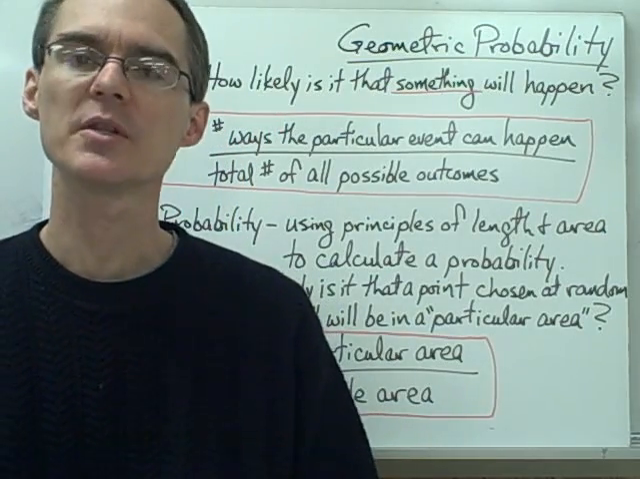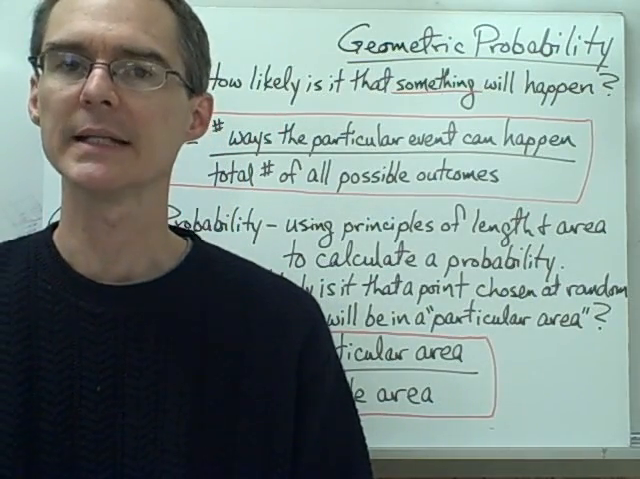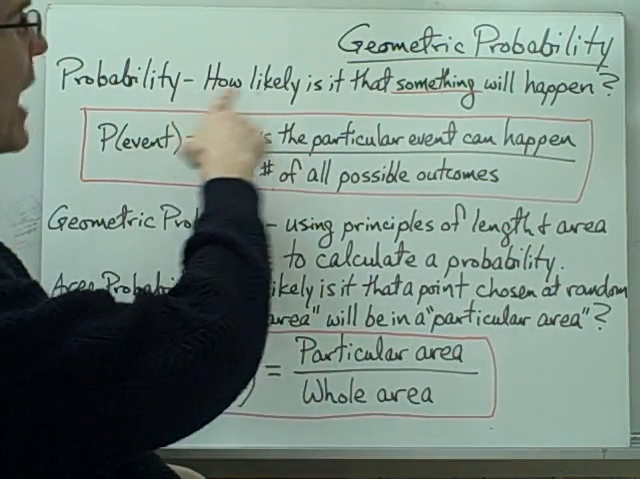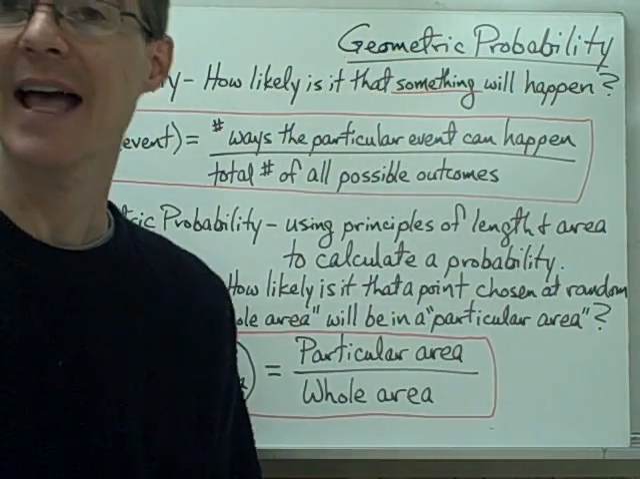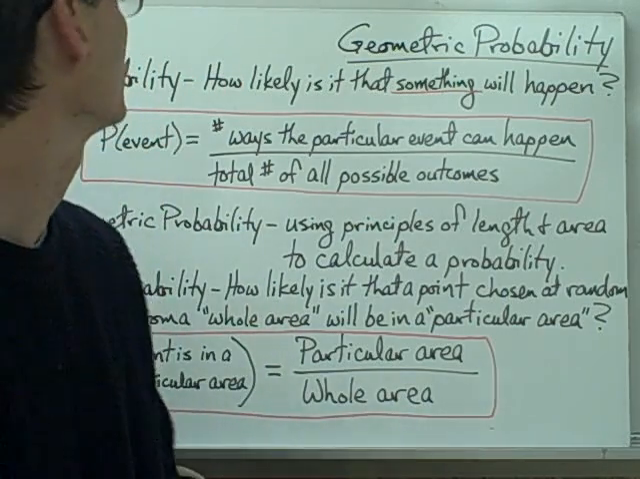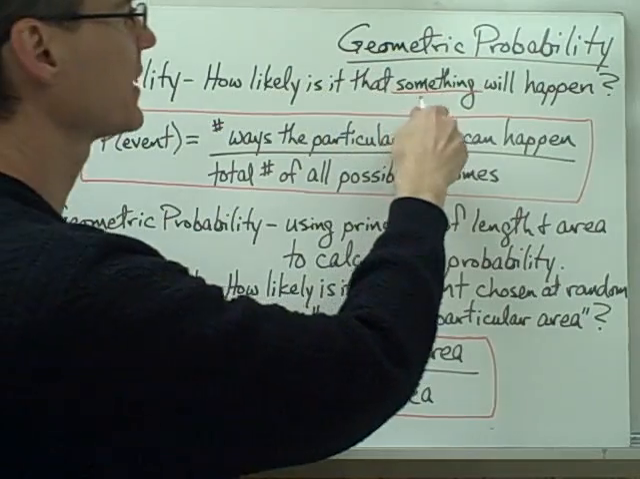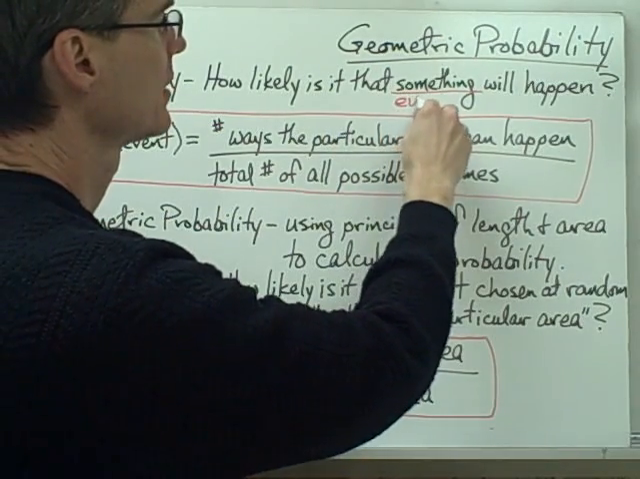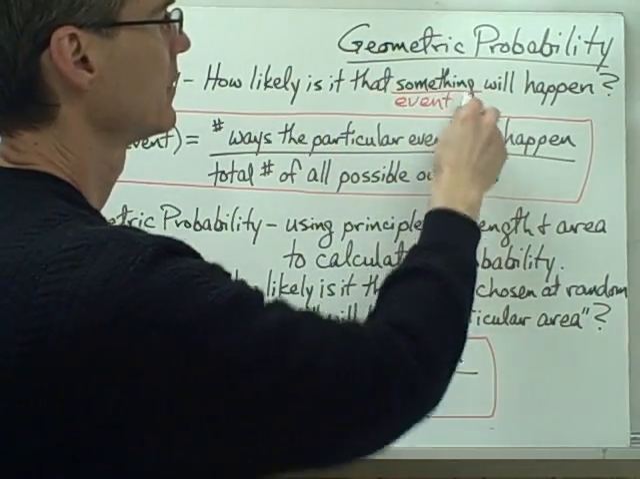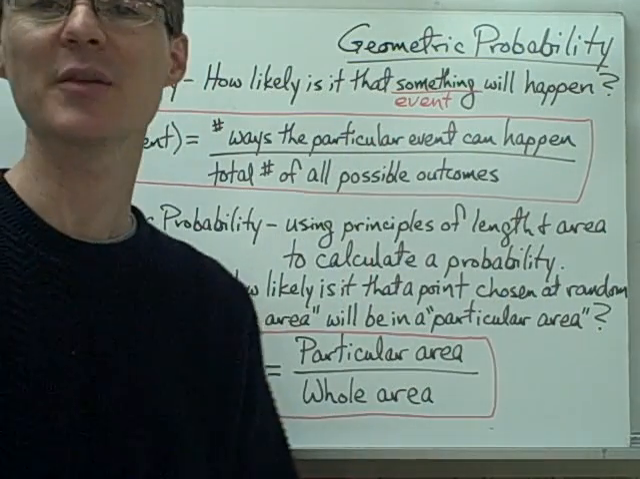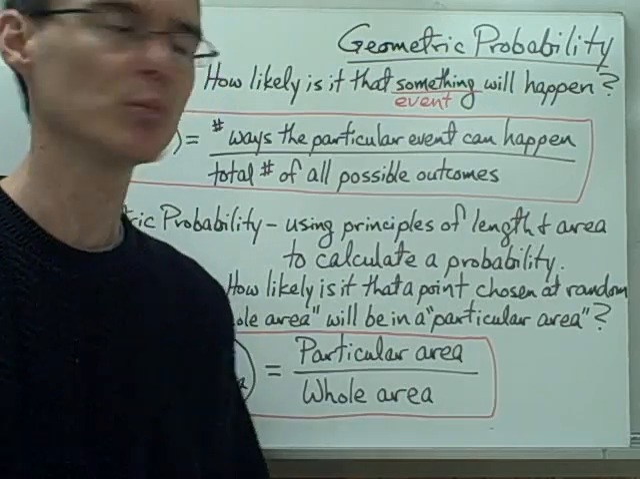Okay, in this video we're going to be talking about geometric probability. Now, when we talk about probability, we just mean how likely it is that something will happen. That's what probability means in general. Often when you're dealing with probabilities, this something is referred to as an event, and we're going to be talking about the probability that a particular event will happen.